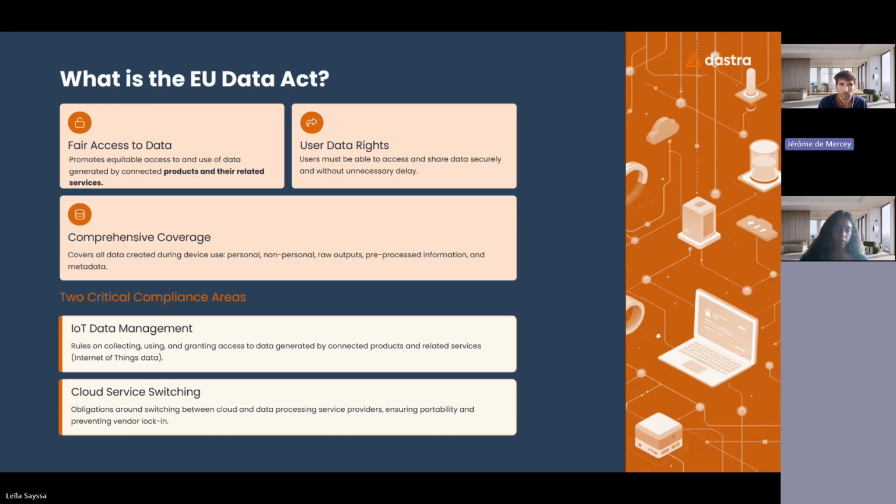And of course, the EU Data Act has a lot of other obligations about transfer and other things, but it is, to be honest, quite complicated to understand everything, and we don't have time in this hour to do that. That's why we are giving you a focus on these two compliance areas.